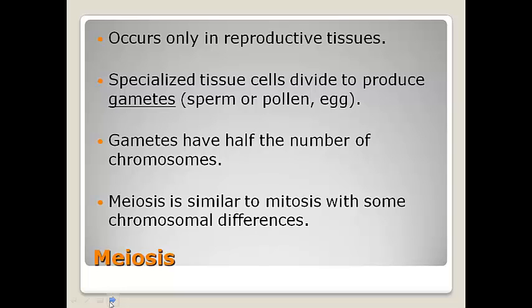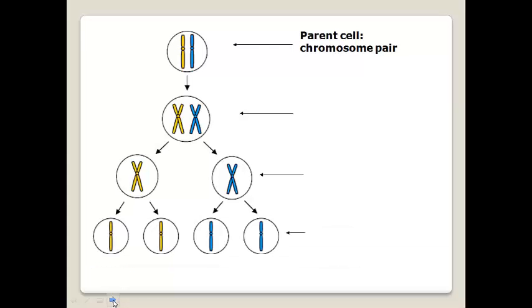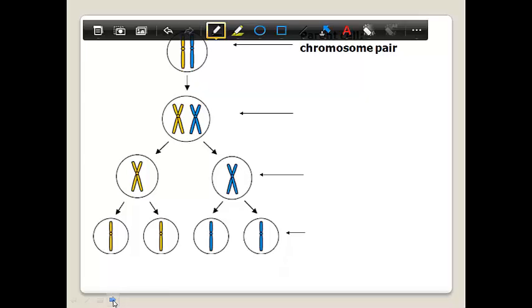And then lastly, you'll see as we go through our diagrams of meiosis that meiosis is similar to mitosis. So we're going to be dividing up chromosomes, but there are some differences in how we divide them. I don't want you to get confused between the two processes. So let's look at a little overview here of how meiosis works. You are going to want to draw this diagram, by the way. I would do it step by step with me here.